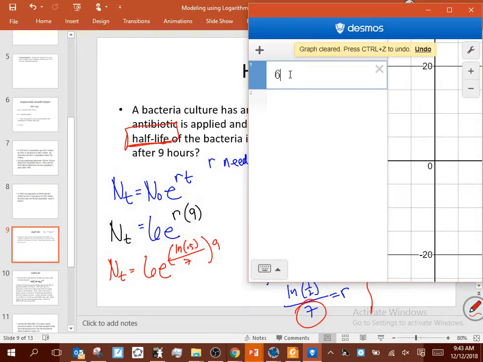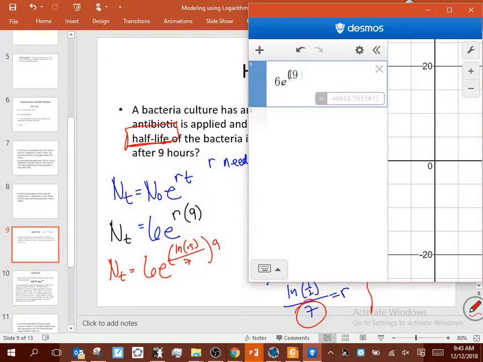So we're going to 6e raised to the, I'm sure, 9 ln of 0.5 all over 7. And you see there it's a 2.46 number back, which is 2.46 billion, right? Now let's think about this.